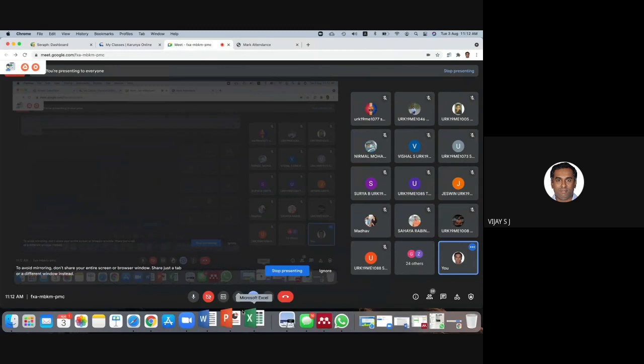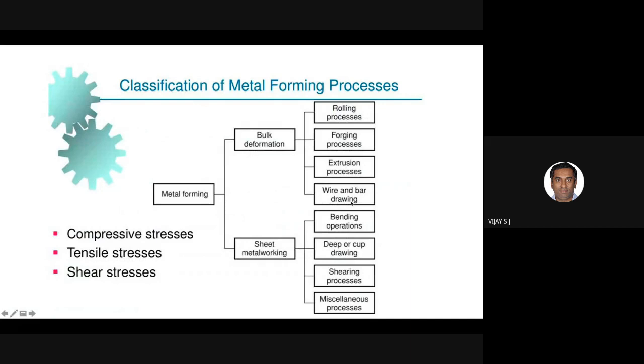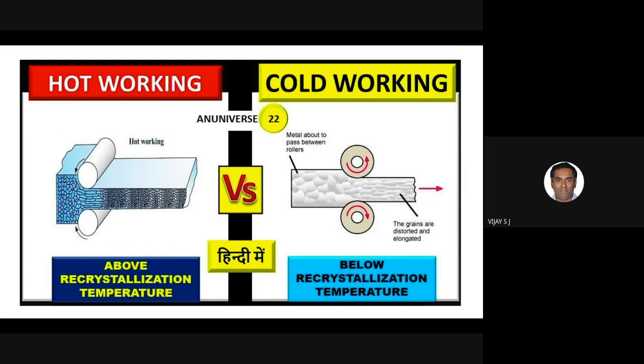Okay, so these are the four processes that are available: rolling, forging, extrusion, wire and bar drawing. We'll see them one by one. Before we go into the processes, we should know what is hot working and cold working.